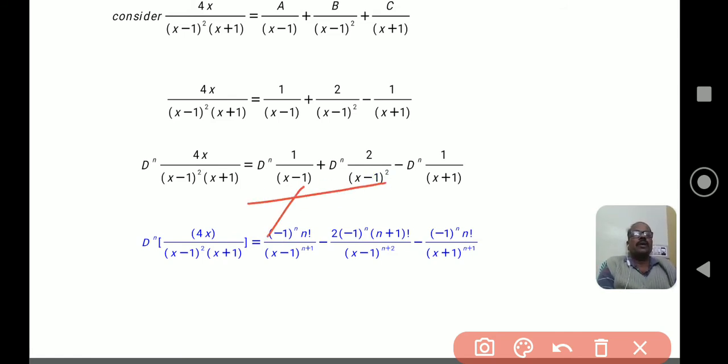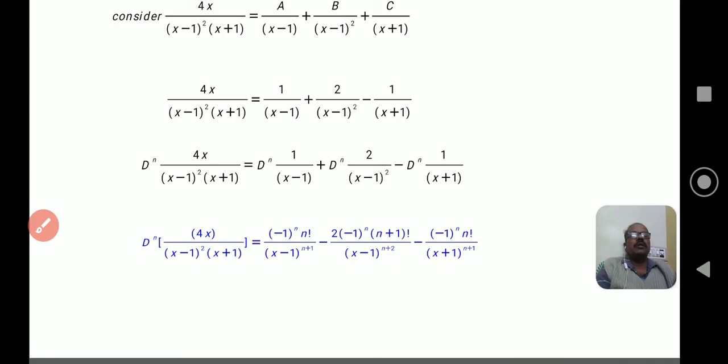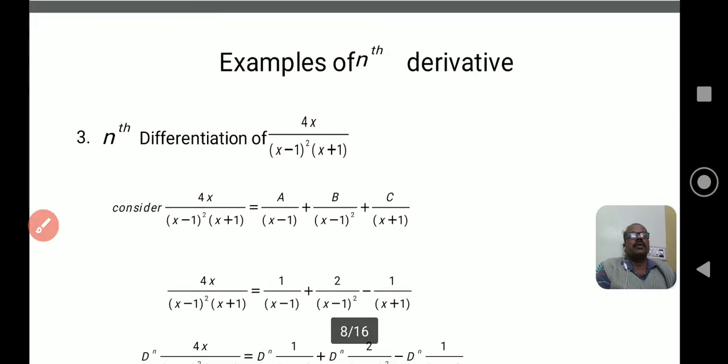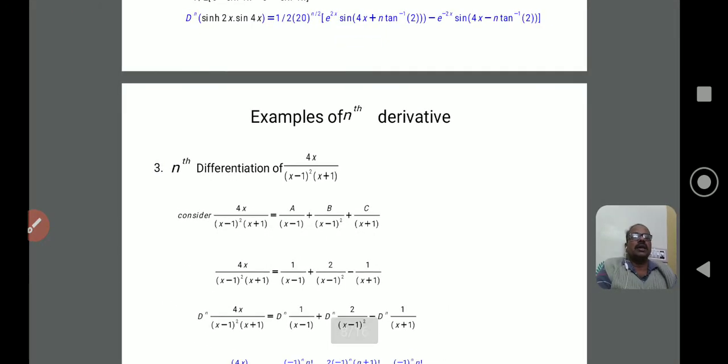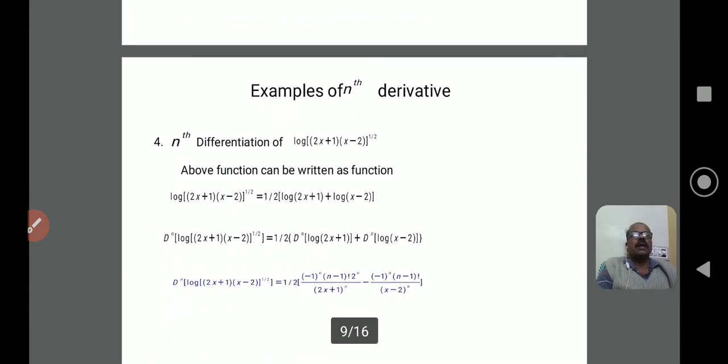Minus 1 to the power of n factorial, a is 1, 1 to the power of n is 1, over x minus 1 whole to the power of n plus 1. Similarly for the second one, and again similarly for the third term, it is very simple. We can get a result for the nth differentiation of these partial fractions. We already discussed this in the previous class session also. Next, you can take the next example.